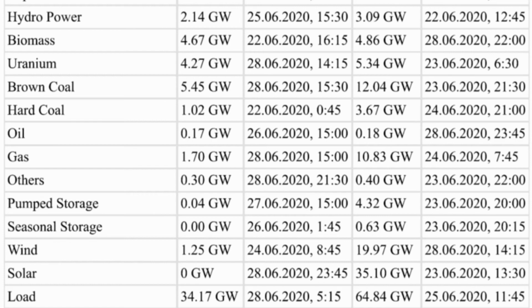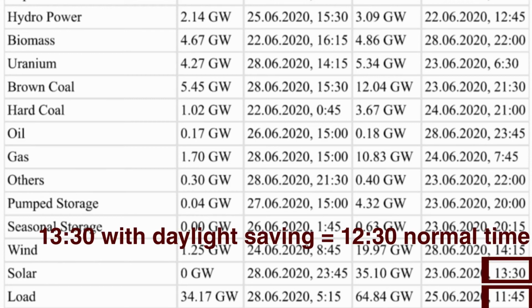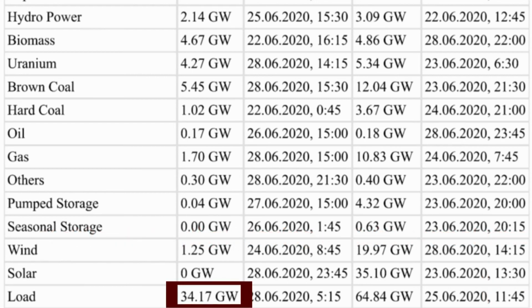So the maximum of the coal power plant not even reached half of that power what the photovoltaic power plants gave during that week. The load maximum has been at 64.84 gigawatt. This quite nicely corresponds to the maximum of the photovoltaic output, so around midday, and the minimum, so reduced by a factor of 2 before sunrise at 5:15.